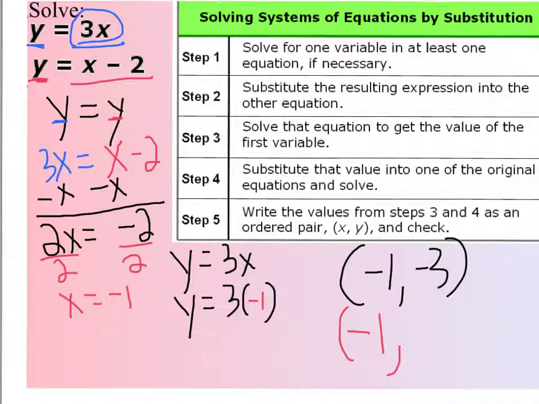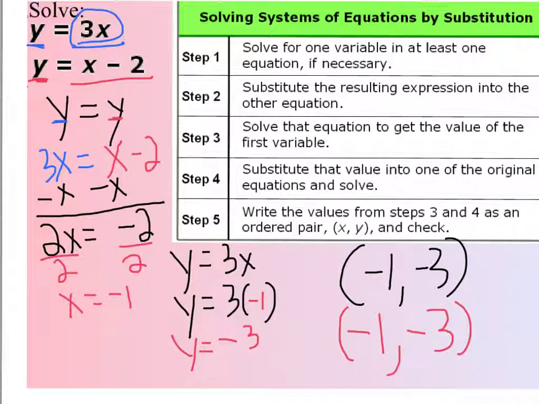So I took one of my original equations. It doesn't matter which one you pick. I picked the top one, and I wrote y equals 3x, and instead of using x, I substituted in the -1. So what is 3 multiplied to -1? It's -3, so y equals -3, and I write it right here.